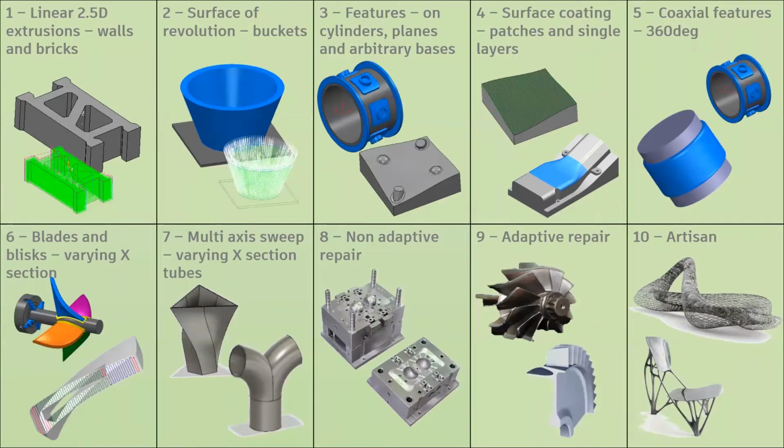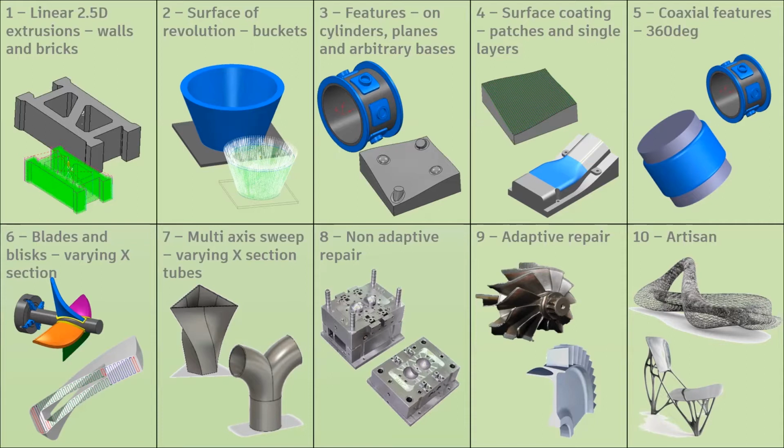We've taken categories of parts that are commonly done in additive and categorized them into 10 part categories. What you'll normally see in additive manufacturing is what's commonly seen in category number 1, which is linear 2.5D extrusions with walls and bricks and things like this. These are parts that you can normally do with a powder bed machine. You can do it with an FFF machine, fused filament fabrication, and you can do it with other types of deposition.